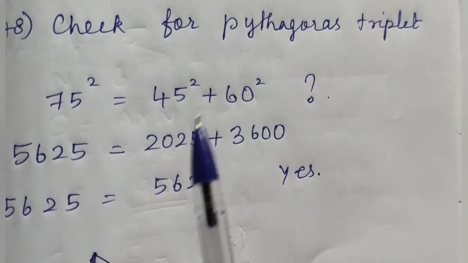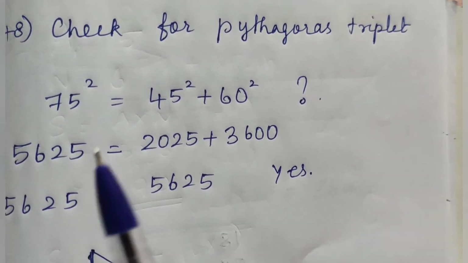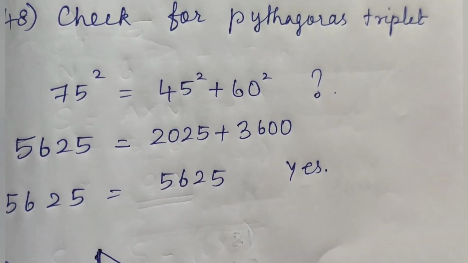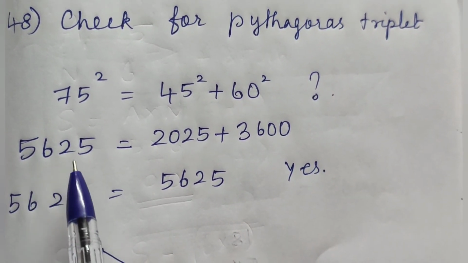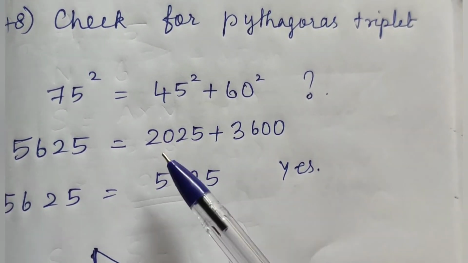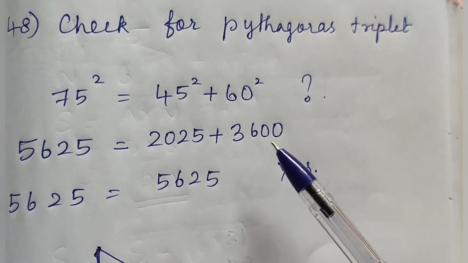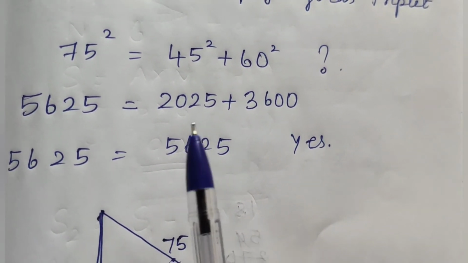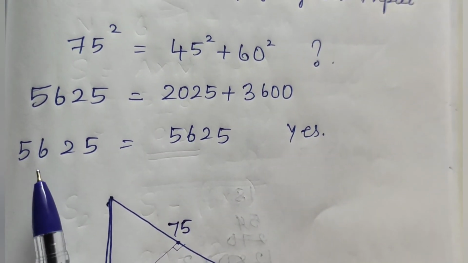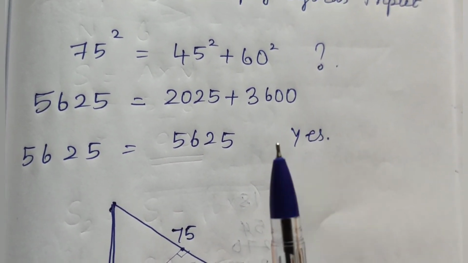Check for Pythagoras triplet. The longest side is 75 and the other two sides are 45 and 60. What is the check for a right triangle? Hypotenuse square is equal to base square plus altitude square. 75 square is 5625. 45 square plus 60 square must be equal. 45 square is 2025, plus 60 square is 3600. When I add, I am getting both sides equal, 5625 here and 5625 there. So the triangle is a right triangle.